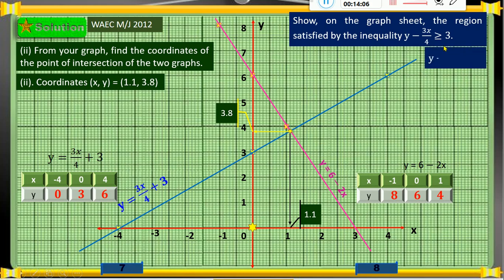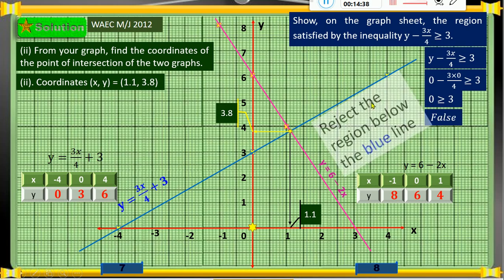So we are going to substitute that into this equation. So let's substitute y 0, x 0. Simplifying this, we have 0 is greater or equal to 3. We know that 0 can never be greater than 3, and 0 cannot be equal to 3. So this is not correct, it's false. So therefore we reject any region below the line, since these points show that that is not true.